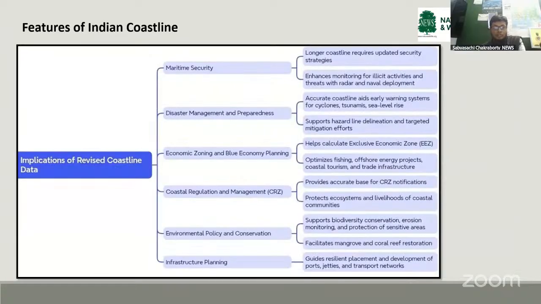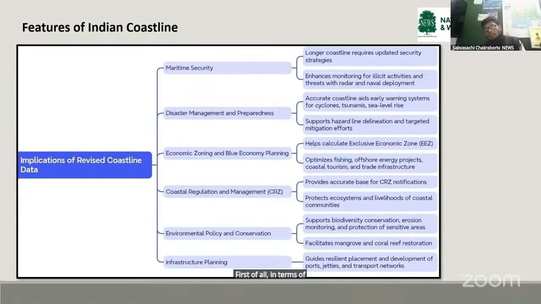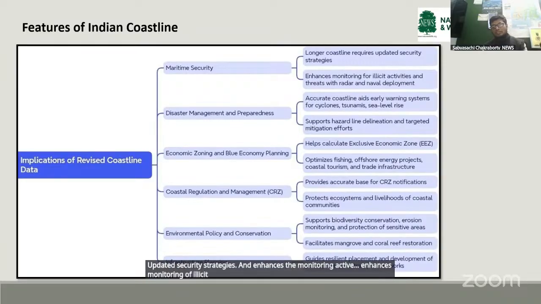So, what are the implications of this revised coastline data? First of all, in terms of maritime security, the longer coastline requires updated security strategies and enhances monitoring of illicit activities and threats with radar and naval deployment.